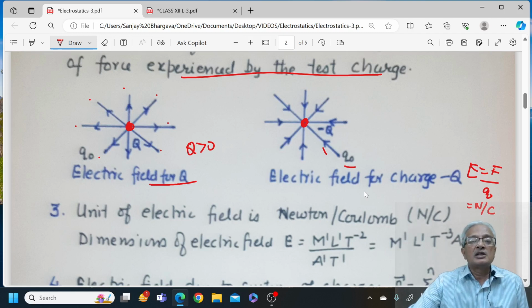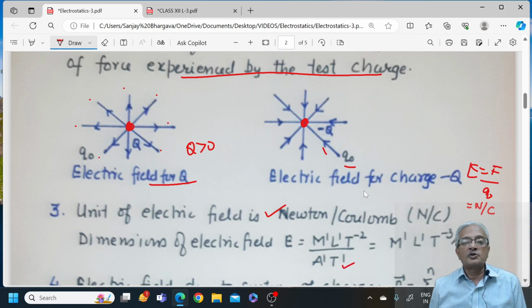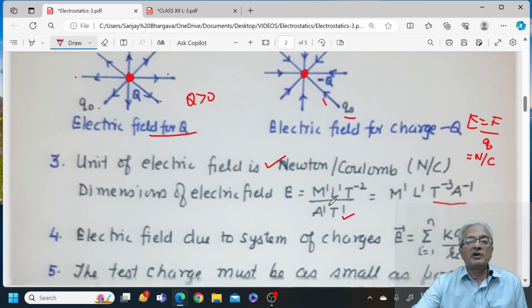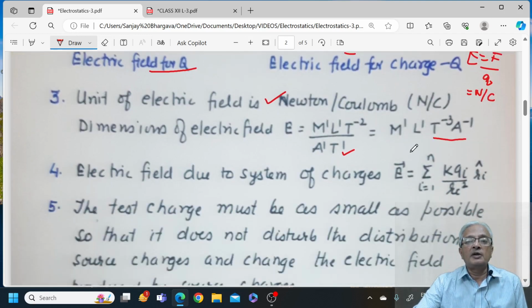So the unit is Newton per Coulomb. What are the dimensions? The dimensions of the force are M¹ L¹ T⁻². For the charge, it is A¹ T¹. This would be equal to M¹ L¹ T⁻³ A⁻¹. So the dimensions of the electric field are M¹ L¹ T⁻³ A⁻¹.